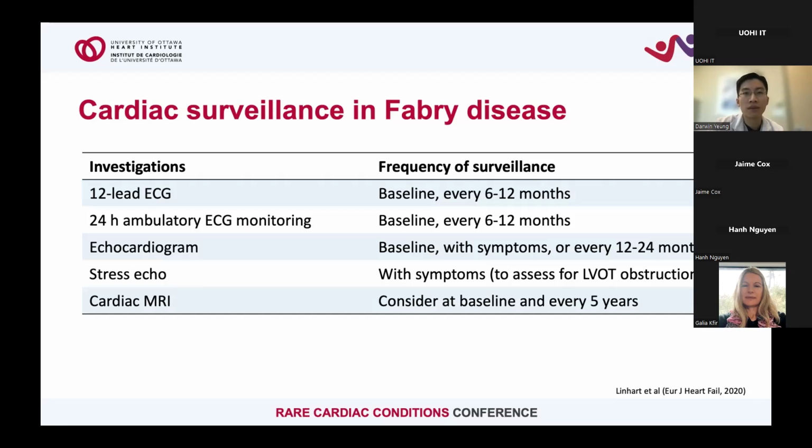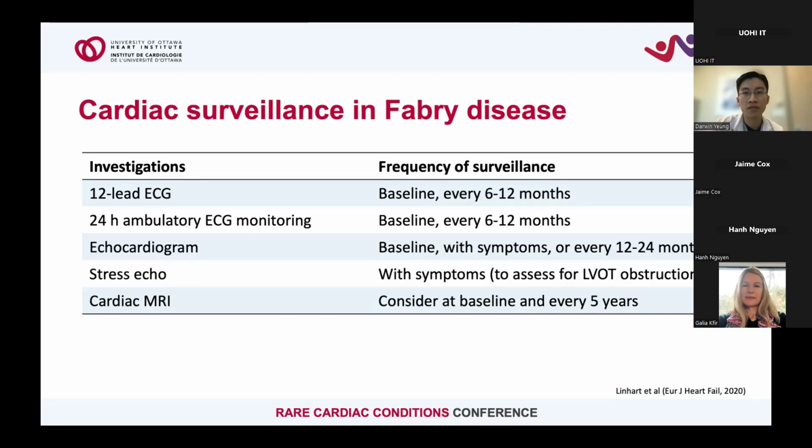This is all expert consensus. The more recent European statement suggested 12-lead ECG, 24-hour ECG monitoring at baseline and every 6 to 12 months. Echocardiogram at baseline, with the development of new symptoms, or every 1 to 2 years.